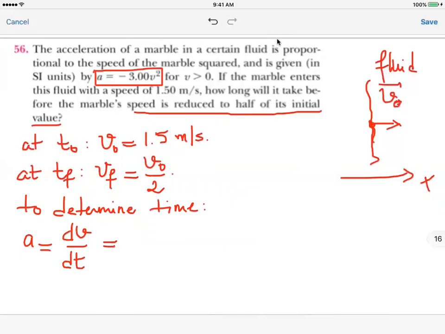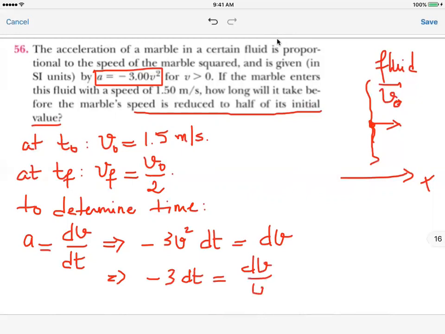So we can write down minus 3v squared times dt is equal to dv. As I told you in the course, whenever you have a variable and you have its differential, you always have to put them together. So that yields minus 3 times dt equal to dv divided by v squared.